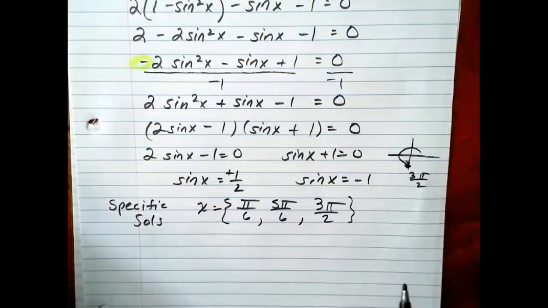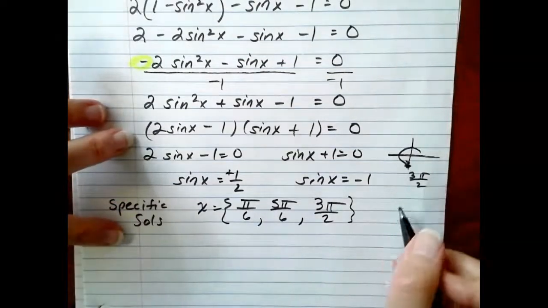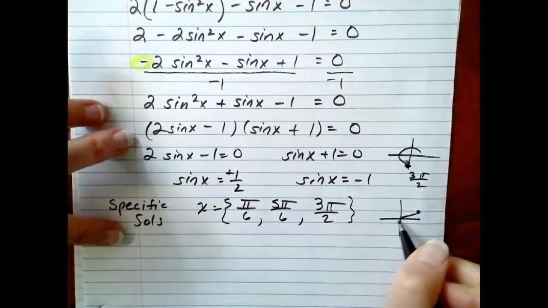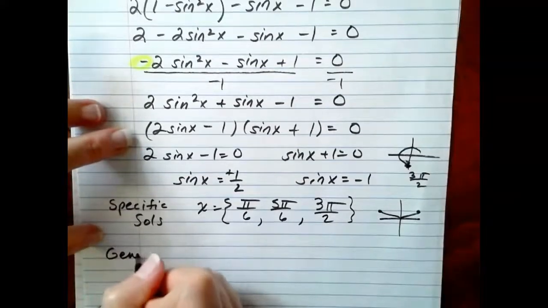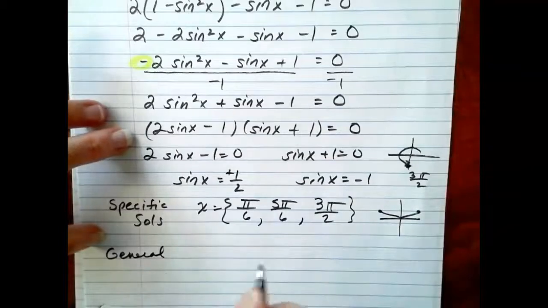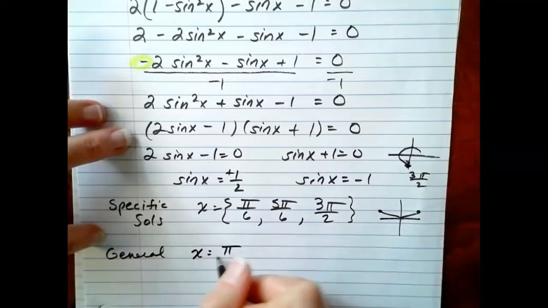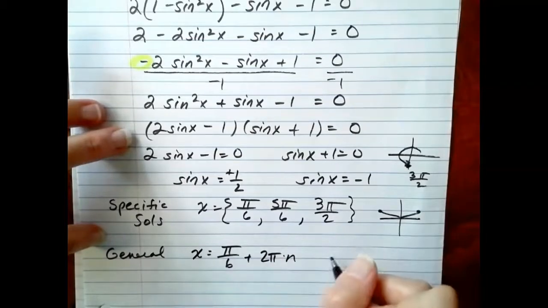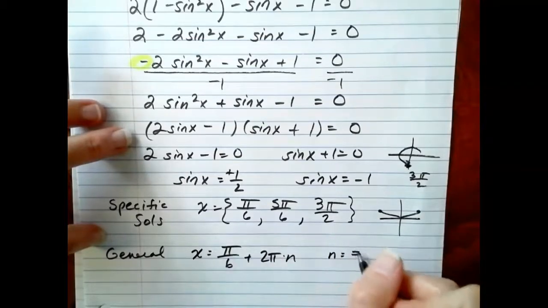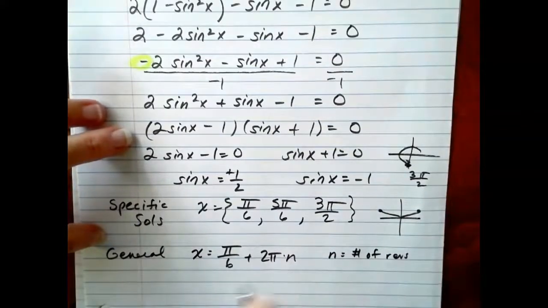Now this one's going to have lots of general solutions, because if we look at these locations, there's 1, and then of course here's pi over 6 and here's 5 pi over 6. Our general solutions are going to be plentiful. There's going to be 3 of them. So x equals pi over 6 plus 2 pi times n. Remember, n represents a number of revolutions, complete revolutions. There's the first one.